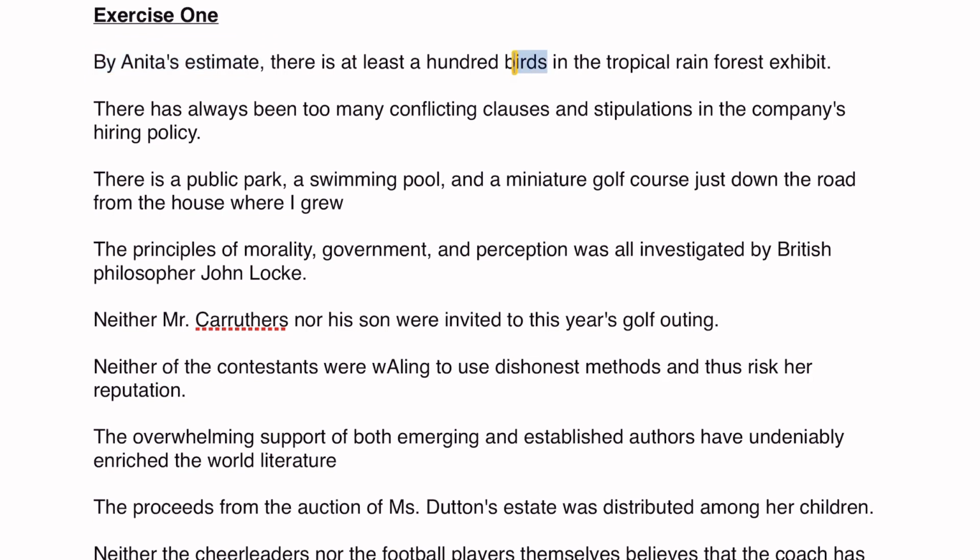طب birds is plural. وعم رجعنا لقاعدة inverted sentence إن الفيرب جه قبل السبجكت، أهو is the verb قبل السبجكت. Birds is plural, is singular. ينفع؟ لا. يبقى is دي لازم تتقلب ل are. By Anita's estimate there are at least 100 birds in the tropical rainforest exhibit. Anita's estimate ده prepositional phrase اللي قلنا الغيه بيلخبط.